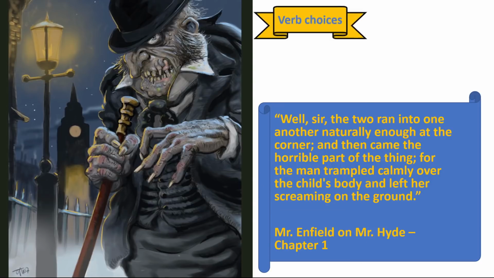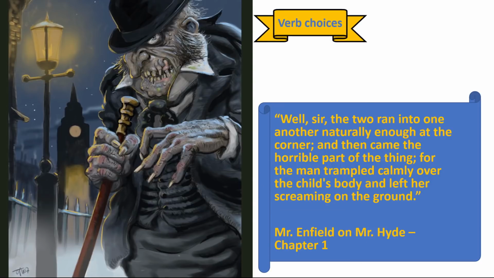Nice. That's Mr. Enfield on his first encounter with Mr. Hyde. Okay, how to analyse them? Well, firstly, I think you should go after one or two of Stevenson's verb choices. Really zoom in on a word and squeeze the meaning out of it.